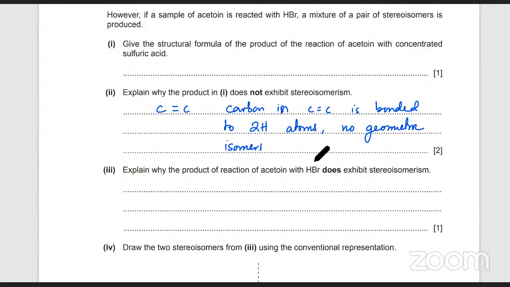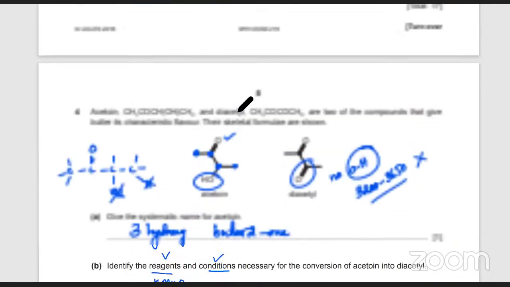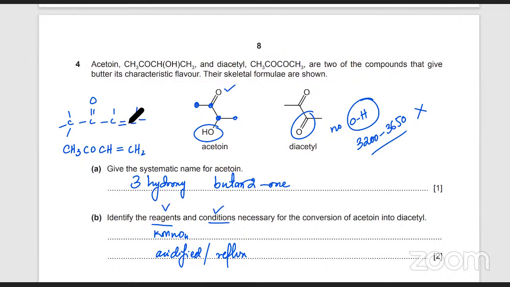Explain why the product of the reaction of acetoin with HBr does exhibit stereoisomerism. So now the same molecule, acetoin, I'll bring the OH back. What's going to happen with HBr? These are all your H atoms. Yeah, I think they have optical isomerism. No, first thing: HBr will replace the OH. That's the first step, because he's talking about the reaction of this thing.